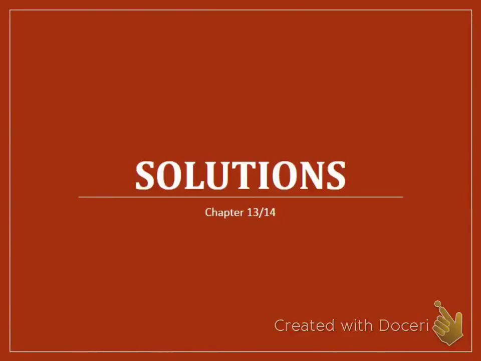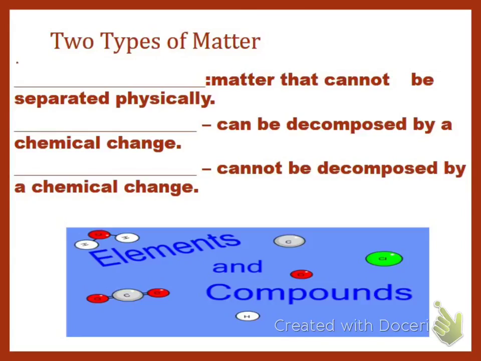Okay, all right, so solutions. Remember from last semester, there are two types of matter. One can be separated by physical means and one cannot. If it cannot be separated by physical means, it is a pure substance. And within that category of pure substance, you have elements and compounds.